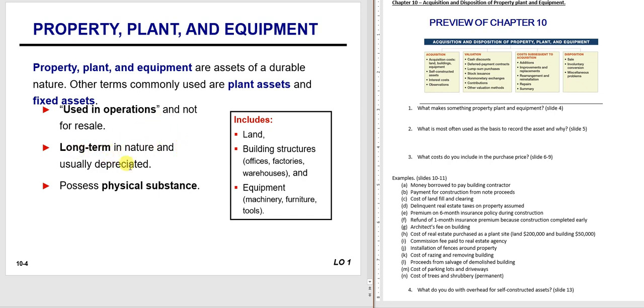It's long-term in nature and usually depreciated, so it's not supplies, and it possesses a physical substance, meaning it's not an intangible. Some intangible assets are goodwill, patents, copyrights, that we have a court system in place to protect their rights. But property, plant, and equipment have a physical substance. You can touch it. Okay.